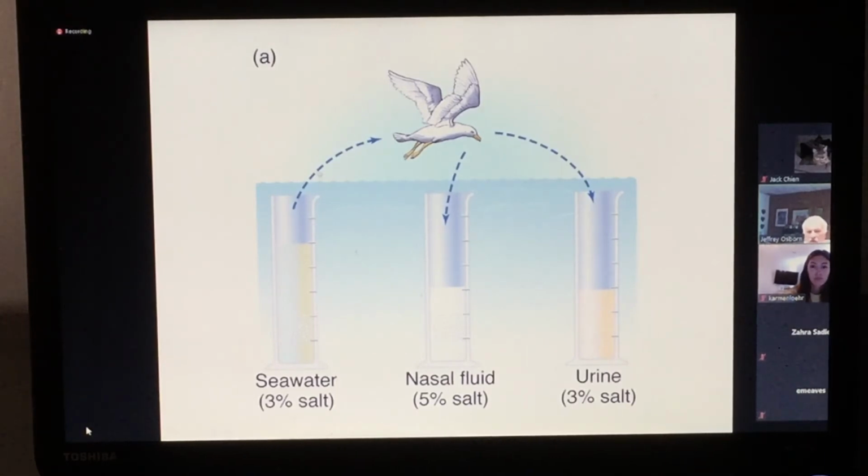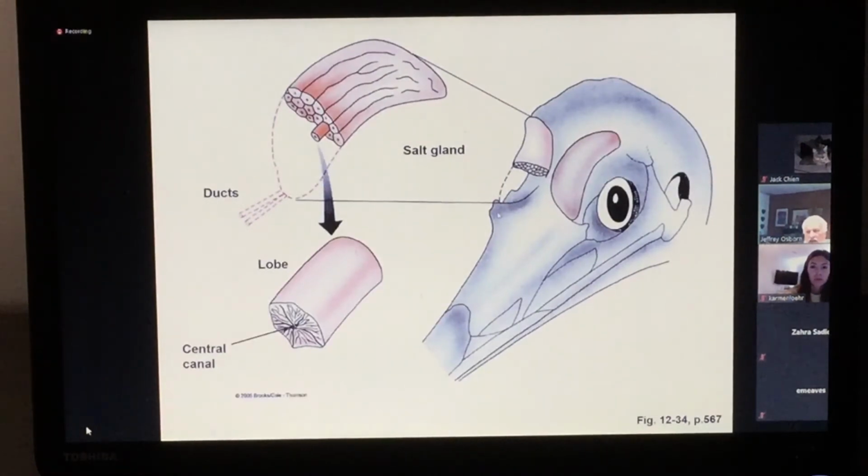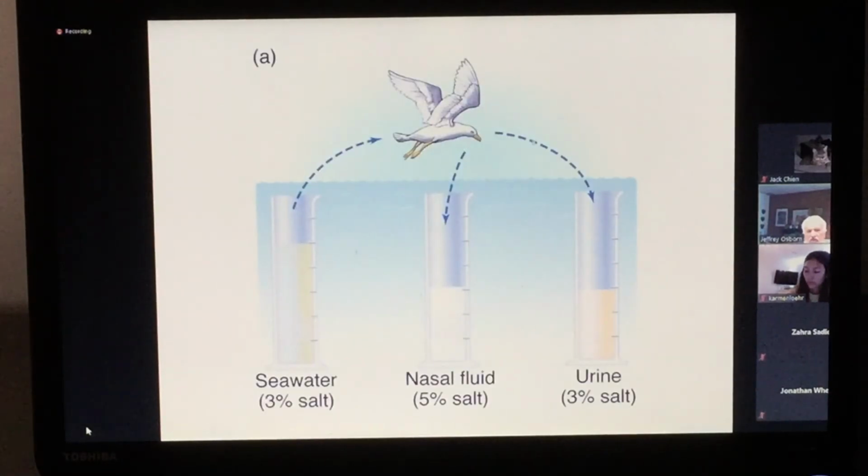Are they conforming to their environment, or are they regulating their internal salt in their environment? They're osmoregulators. That's right. They're regulating their salt. They've developed a different kind of technique. We can't spit crystals out of our nose, right? We have to count on our kidneys to get rid of our salt.